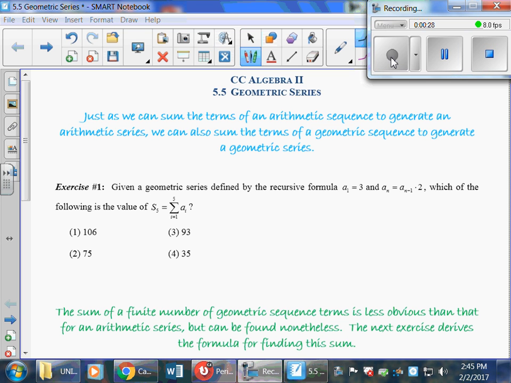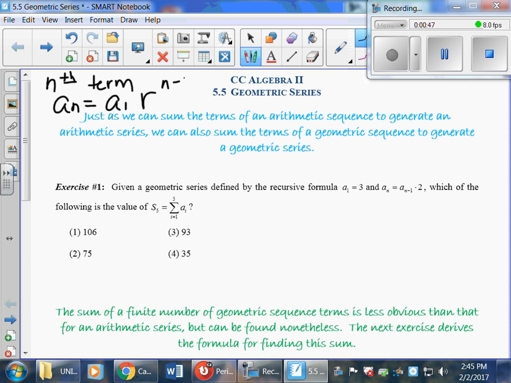Both formulas, by the way, can be found on your reference sheet, which is a beautiful thing. The first formula is to find the nth term, which is usually the last term. a sub n is equal to a sub 1, the first term, times the common ratio raised to the n minus 1. And to find the sum, s of n, the sum of the first n terms, is equal to the first term times 1 minus r to the n, all divided by 1 minus r. You might want to write those down because you'll be using them a lot during this lesson.